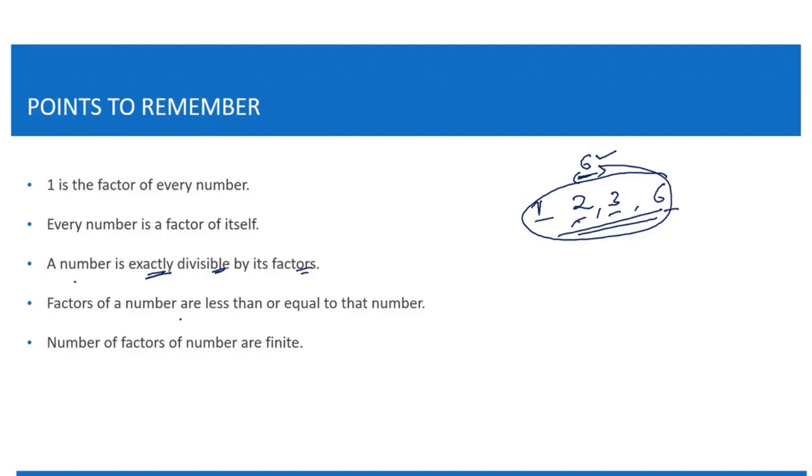Factors of a number are always less than or equal to that number. And the number of factors of a number is finite. It is going to be finite, it is not infinite. But in the case of multiples, it is infinite. But in the case of factors, it is finite. These 5 points you need to remember. Let us check out here.